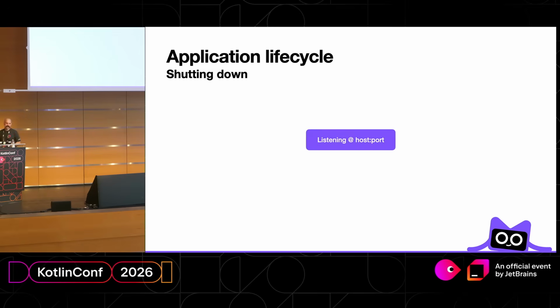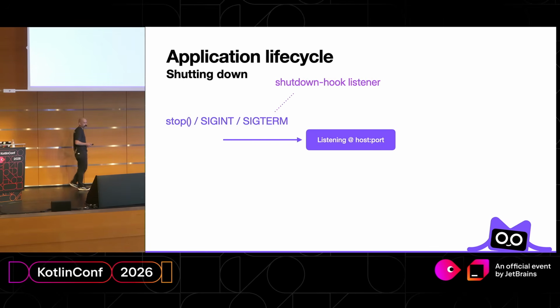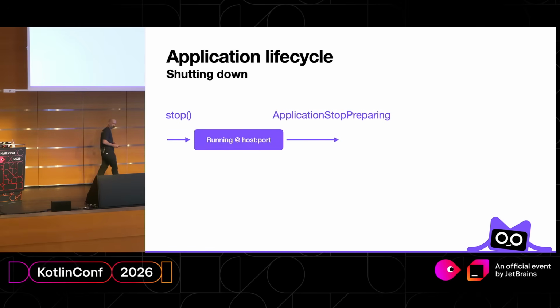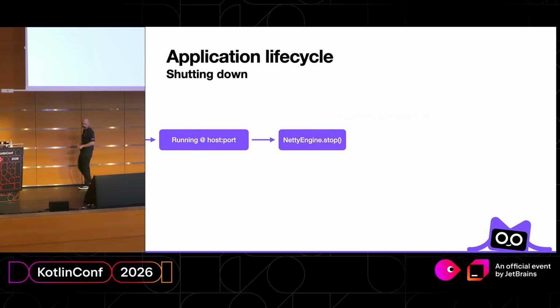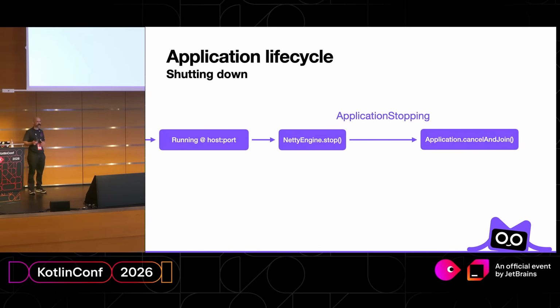So our server is listening at the host and port, and at some point we will receive a termination signal, or the outside process will receive a termination signal, and the shutdown hook listener that we installed during startup will trigger the application to stop. And this goes into application stop preparing, because we need to do the same things, but in reverse order. So we first close the Netty engine, and stopping the Netty engine means that you need to handle any in-process or in-flight requests, right? You don't want to abort ongoing work, so we first finish what we were doing. When that is done, the application can stop.